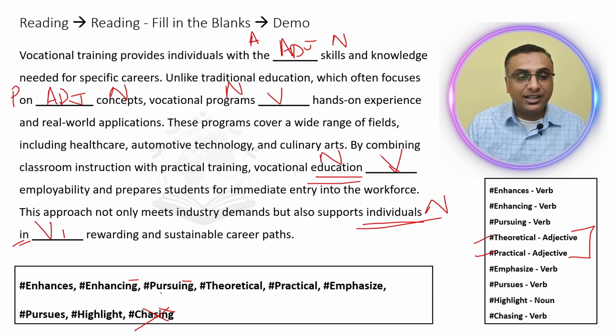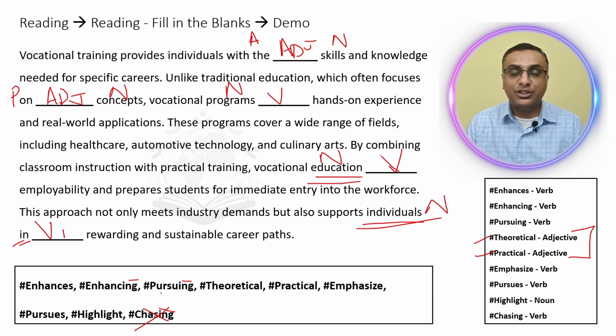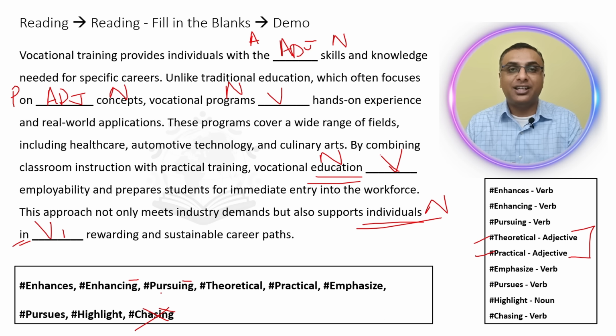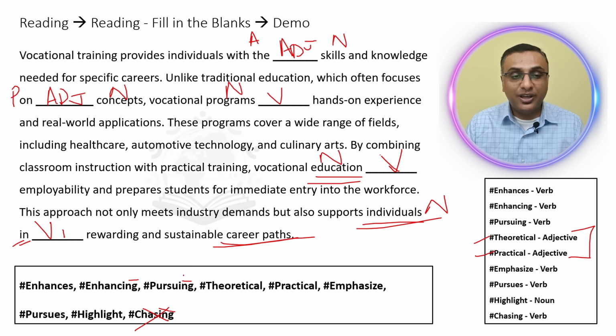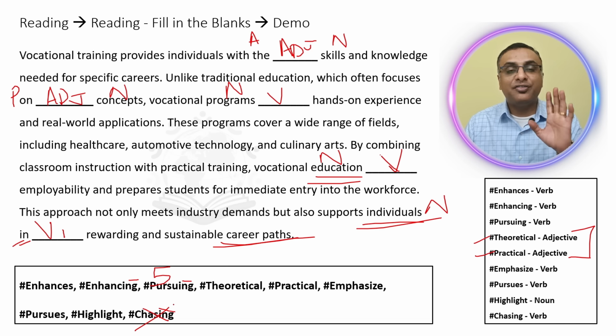The other two remaining are enhancing and pursuing. If you see, in terms of collocation, you pursue your career paths. You don't enhance your career paths. You always pursue. This is the clue over here. That is why you can straight away go ahead and put pursuing as your fifth blank.